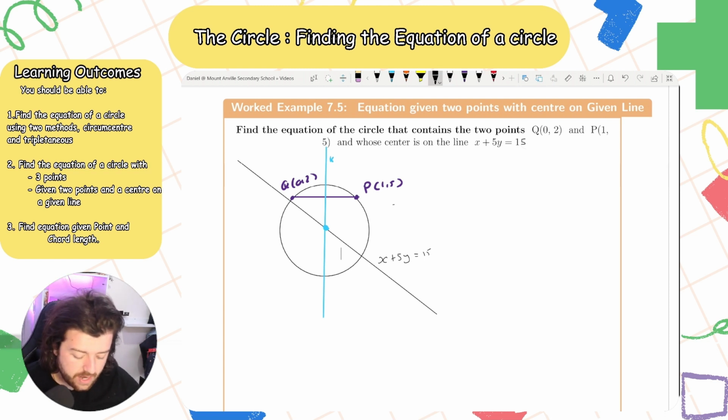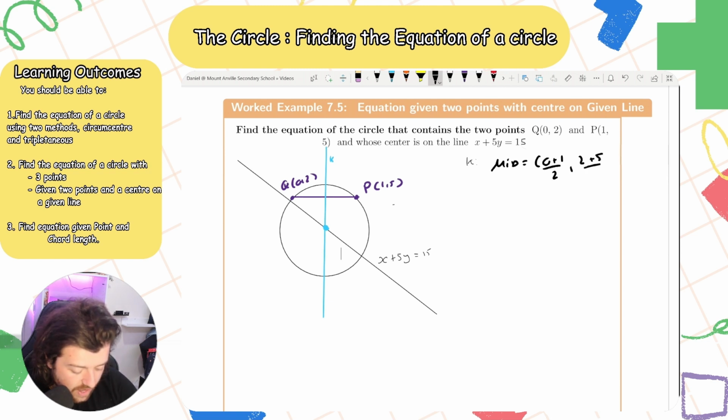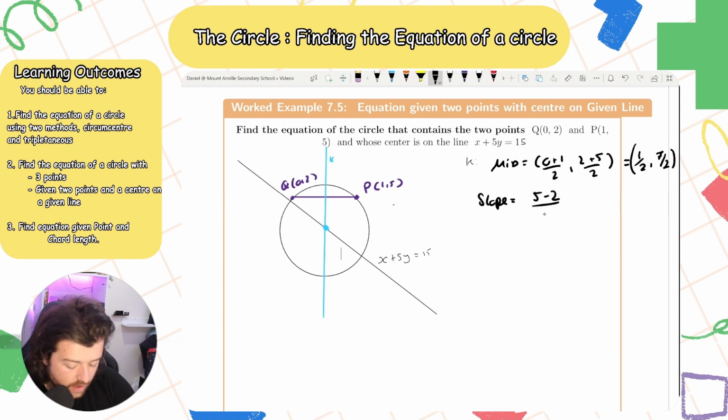So let's find the equation of line K. So I need my midpoint. My midpoint is equal to 0 plus 1 divided by 2, 2 plus 5 divided by 2. So that's going to be equal to a half and 7 over 2. And then my slope is equal to 5 minus 2 over 1 minus 0, which will be equal to 3. And my perpendicular slope then is minus 1/3.